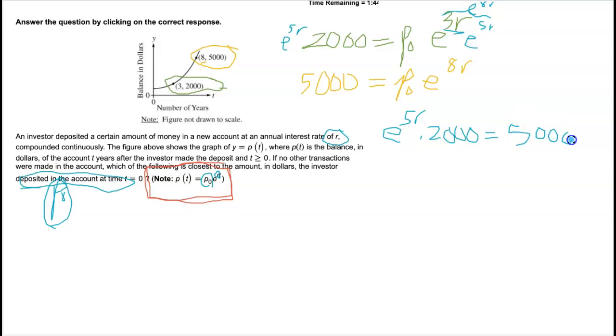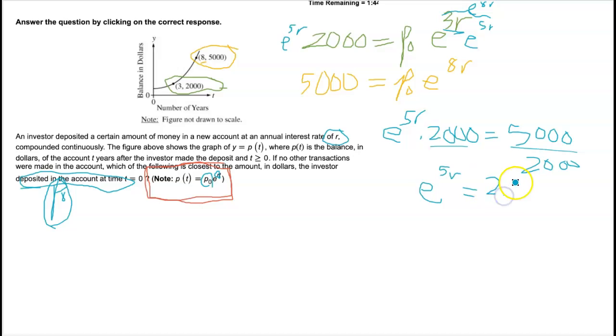Still kind of looks like I can't quite get away with not logs. So I'll just cave in, right? Divide by 2,000. What do we got here? E to the 5r equals 2.5.